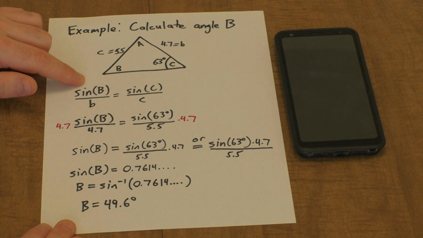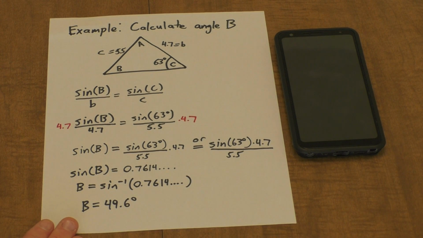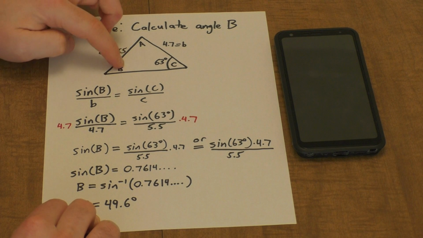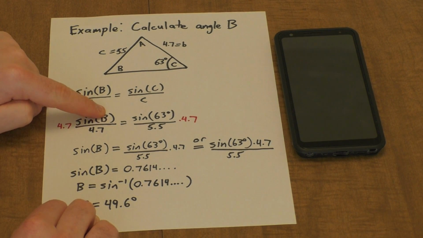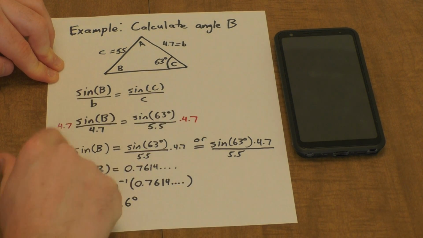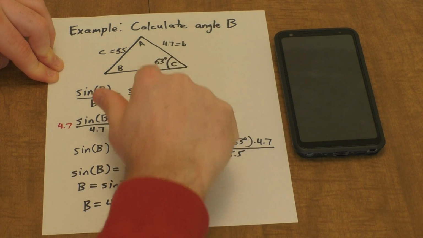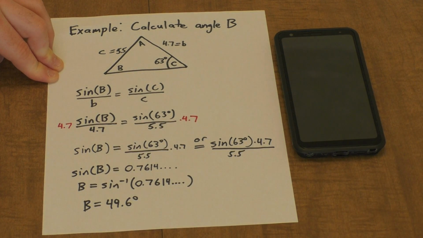So I've set up my equation: sine of B over b equals sine of C over c, okay? The uppercase letters mean the corresponding angles, and the lowercase letters the corresponding sides, so opposite from the angle itself. So b opposite that, c opposite that, okay? Plug everything in, we're looking for B. I put in 4.7 for the side b, 63 for angle C, and side c, the opposite side, is 5.5.